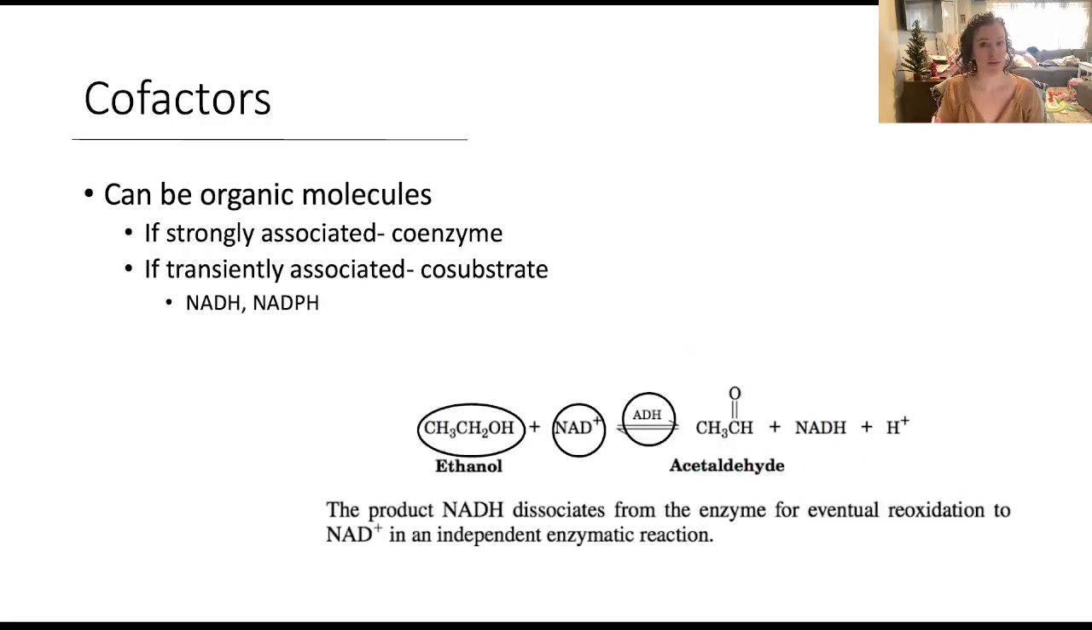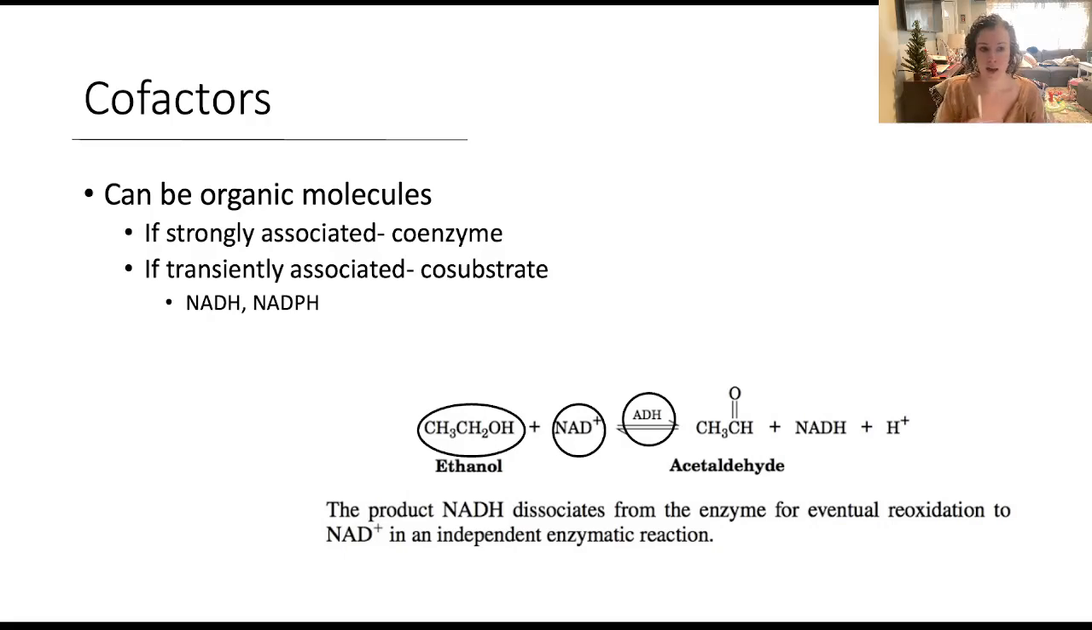Other types of cofactors can be organic molecules, maybe smaller organic molecules or larger organic molecules. Now there's a bunch of other vocabulary for these cofactors. You don't need to worry too much about this additional vocabulary, but it's here for you. If that cofactor is really strongly associated with the enzyme, it's almost a part of the enzyme, we call it a coenzyme. If it's very transiently associated, it comes in, it comes out to do its chemistry, it's almost like a substrate, so you call it a cosubstrate.